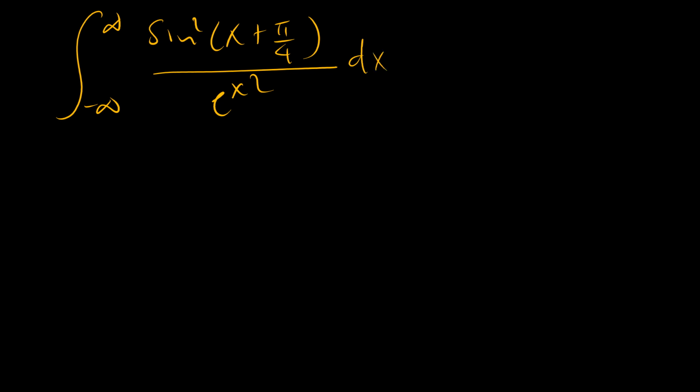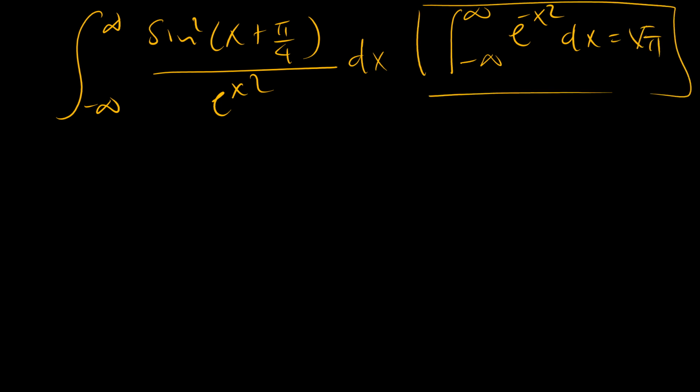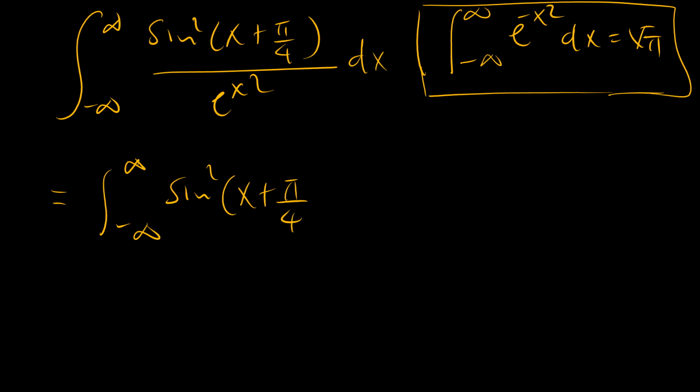The important thing here is to know your Gaussian integral. The integral from x tending to negative infinity to x tending to positive infinity of e to the minus x squared is equal to the square root of pi. So if you know this, then this problem is easy to solve. So our problem is the same as sine squared of (x plus pi over 4) times e to the minus x squared integrated from x tending to negative infinity to x tending to positive infinity.